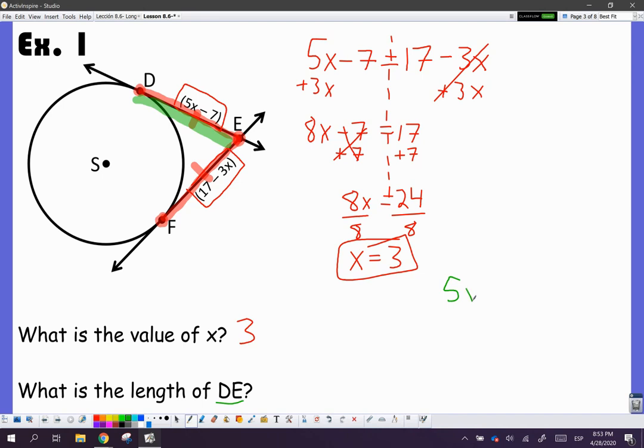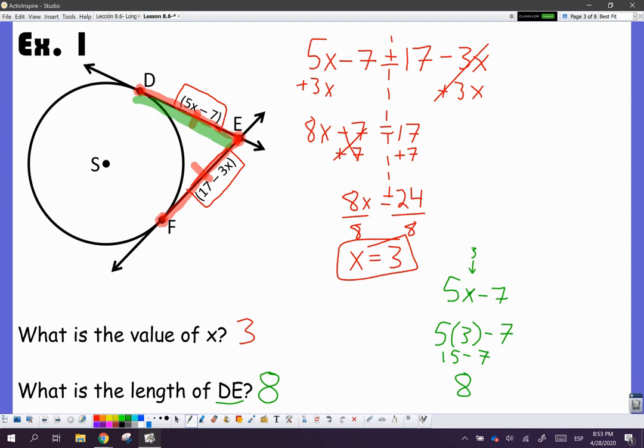So I'm going to write that expression first, 5x minus 7. And because now I know the value of x, I can substitute that into the expression. So instead of x here, I'll plug in 3. So I get 5 parentheses 3 minus 7. So I have 5 times 3 which is 15. And so 15 minus 7 is 8. So the length of DE is 8.